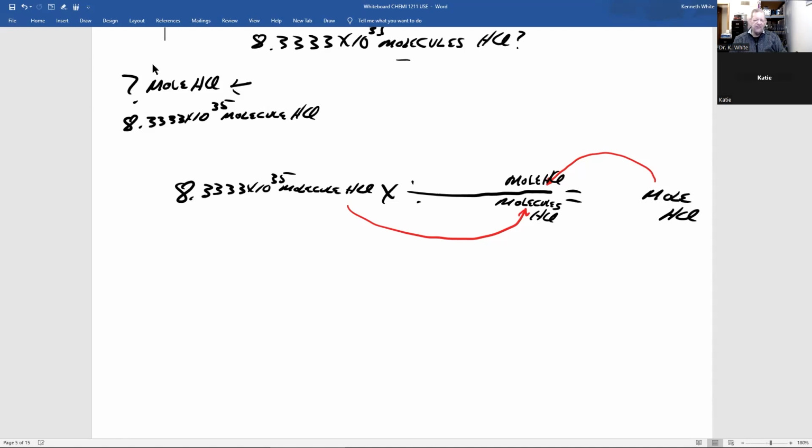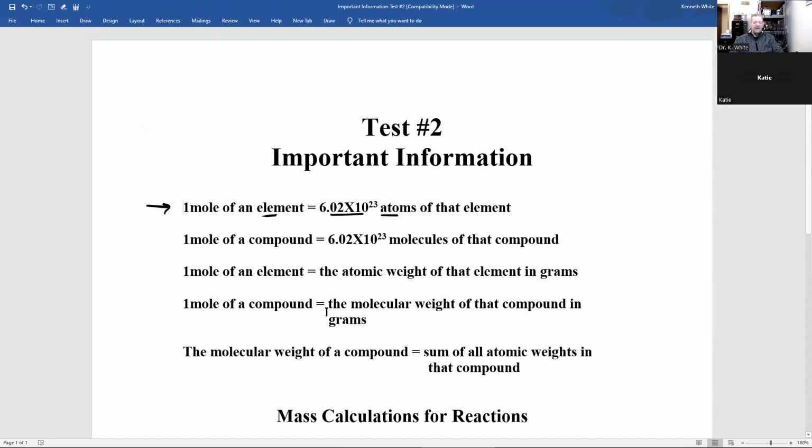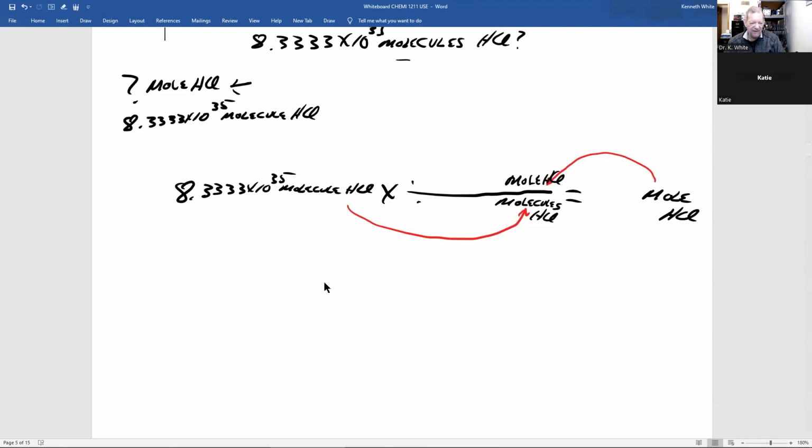And where do I get the numbers that go in there? Well, in case you forgot, important information, test number 2. 1 mole of a compound, and hydrochloric acid is a compound, equals Avogadro's number, 6.02 times 10 to the 23rd molecules of that compound. 1 mole of a compound equals 6.02 times 10 to the 23rd molecules of that compound. And I'll write it down again right here.